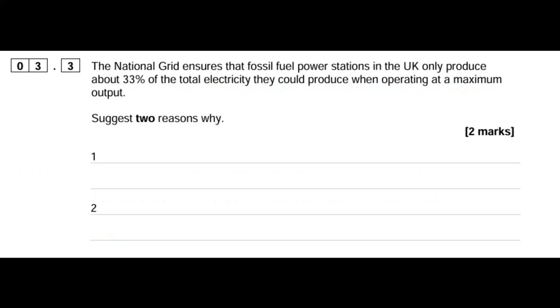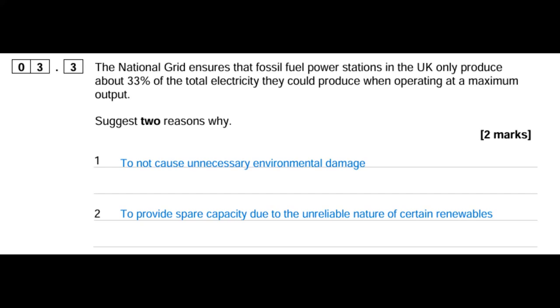Now, question 3.3. The national grid ensures that fossil fuel power stations in the UK only produce about 33% of the total electricity they could produce while operating at maximum output. Suggest 2 reasons why. Now, since once again this is a specimen paper, the mark schemes were stricter than they would usually be due to them not having students actually answer it and give their answers.